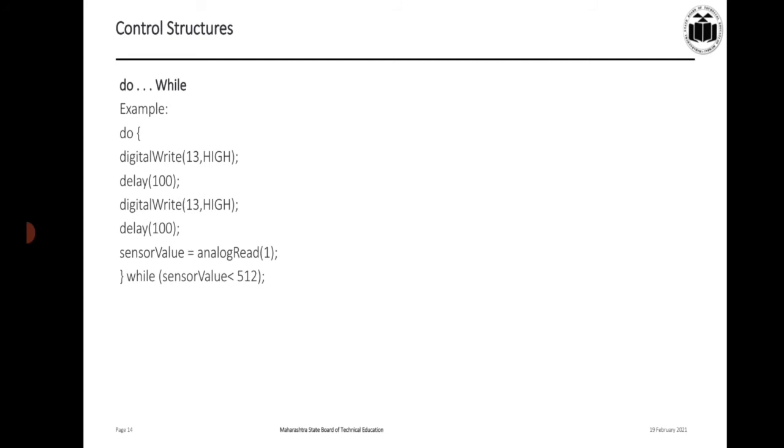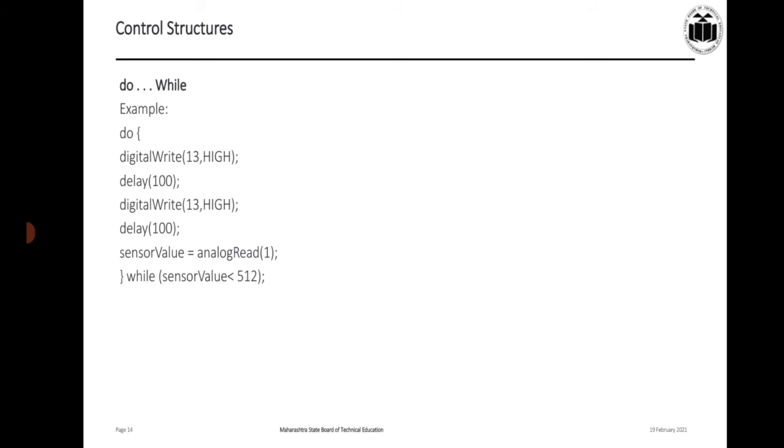In do while loop, execute the statements like digital write pin number 13 high. The body of do while loop is executed at first, then the test expression is evaluated. If the test expression is true, the body of loop is executed. When the test expression is false, do while loop terminates.